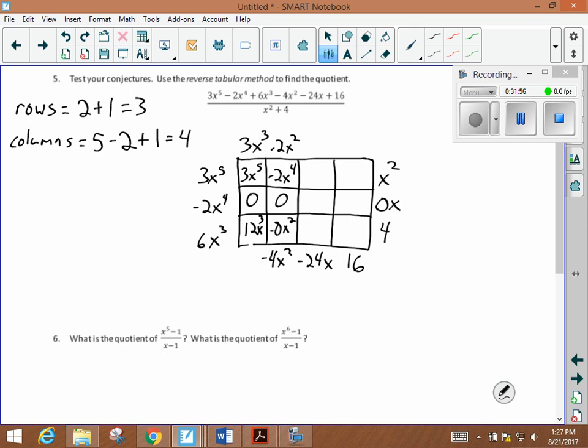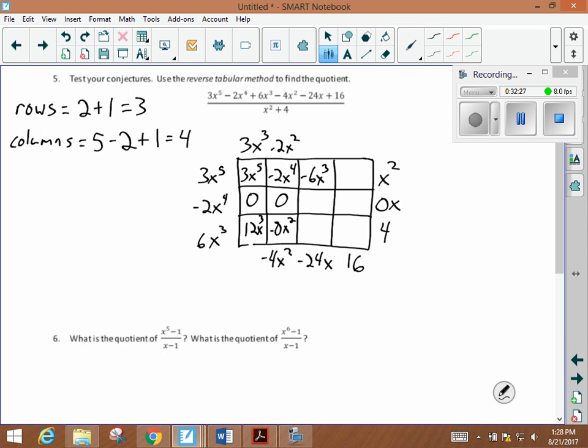Next, I'm going to look at that 6x cubed. How did I get 6x cubed? I had to add something to 12x cubed. Well, if I added negative 6x cubed, that would work, right? 12x cubed minus 6x cubed is 6x cubed. Fantastic. Now I get to figure out what my top value is there.